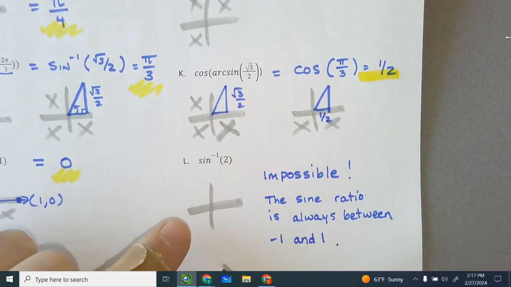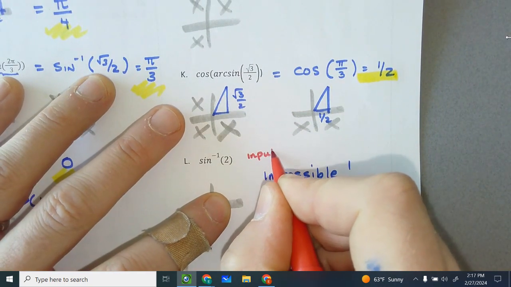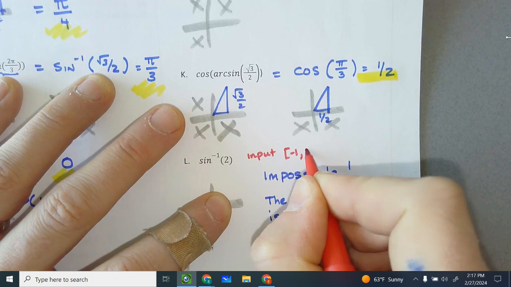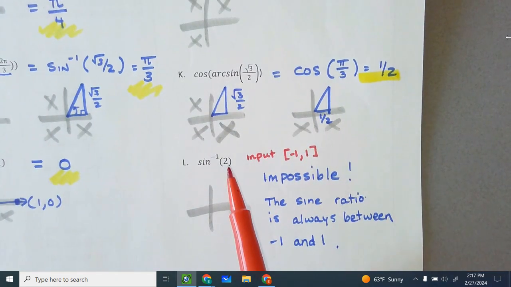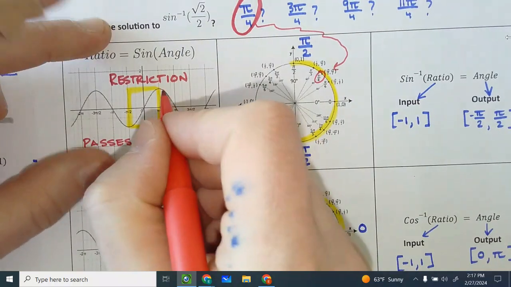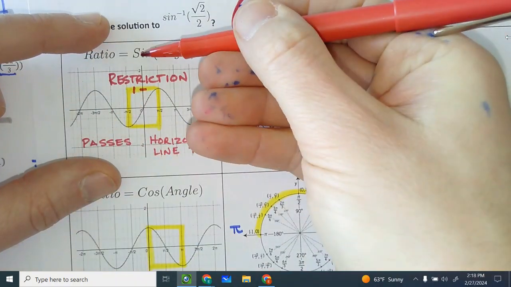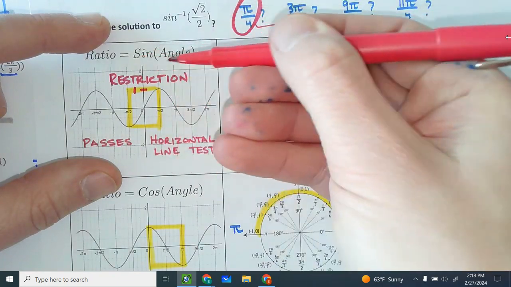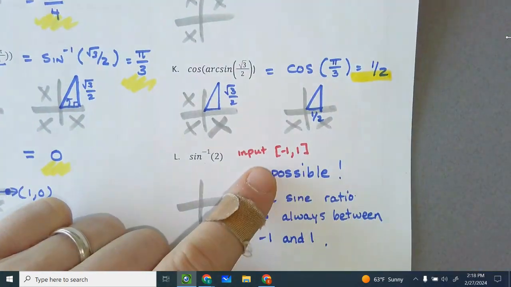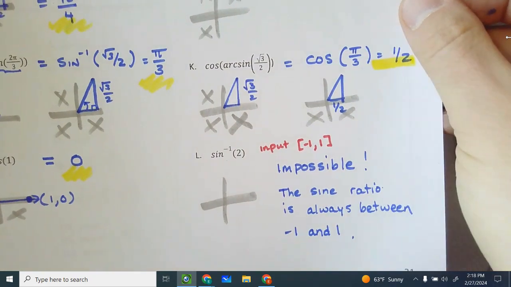This says inverse sine of 2. Recall that the input has to be between negative 1 and 1. So it's actually impossible to get a ratio of 2. If that's hard for you to see, just think about the sine graph for a second. Sine, the maximum right here is at 1. So 2 would be up here. Since there is no angle that would give you a ratio of 2, that means that this is going to be impossible. Okay. And that is our lesson. Nice job.